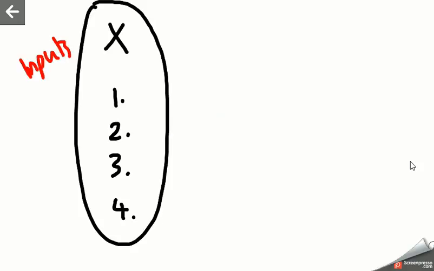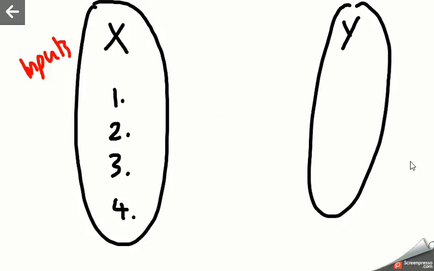And then we have a set of outputs, y. And y is going to be 2, 3, 4, and 5. And what our function y is going to do, so we're going to use our function y to send these things together.